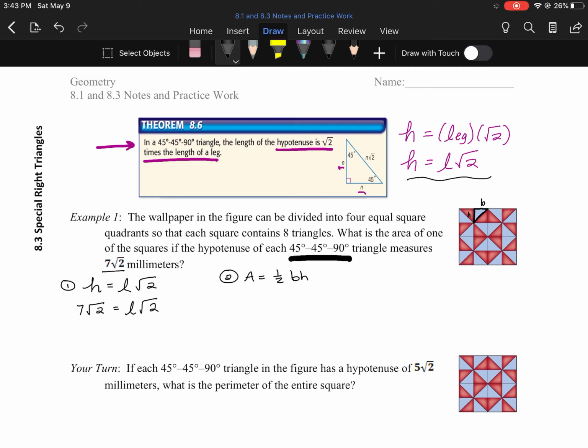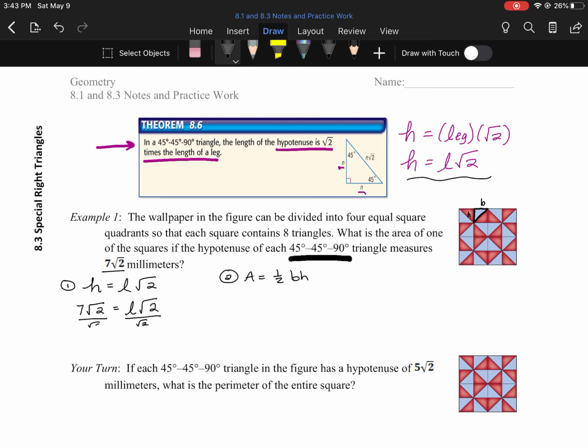So say that's my base, that's my height. We need to know the length of those legs. Knowing the length of the hypotenuse, that's not helping us too much. All right, so going back to here, to find the length of the leg, now that we know why, we have to divide both sides by the square root of 2, and maybe I should show that.